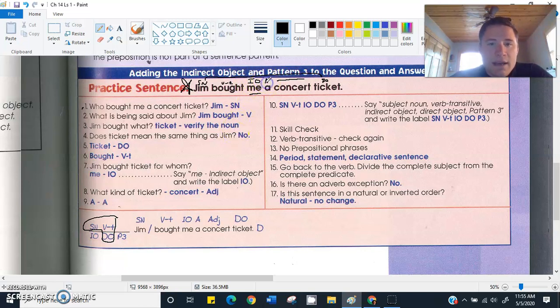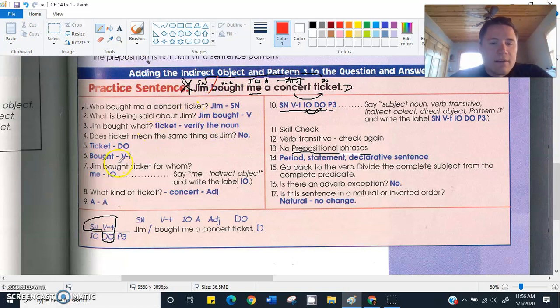We already know that A is an article adjective. Now concert tells me what kind of ticket, right? So concert is an adjective describing ticket. So we have an SNVT IODO pattern 3. Why do we put IO before the DO in the list even though we find it after? Well, because it comes first in order, right? Check that the verb transitive is good. Check that there are no prepositional phrases or anything else we got to get. Period, statement. So this is a declarative sentence. Any adverb exceptions? No. So we can just put this here.